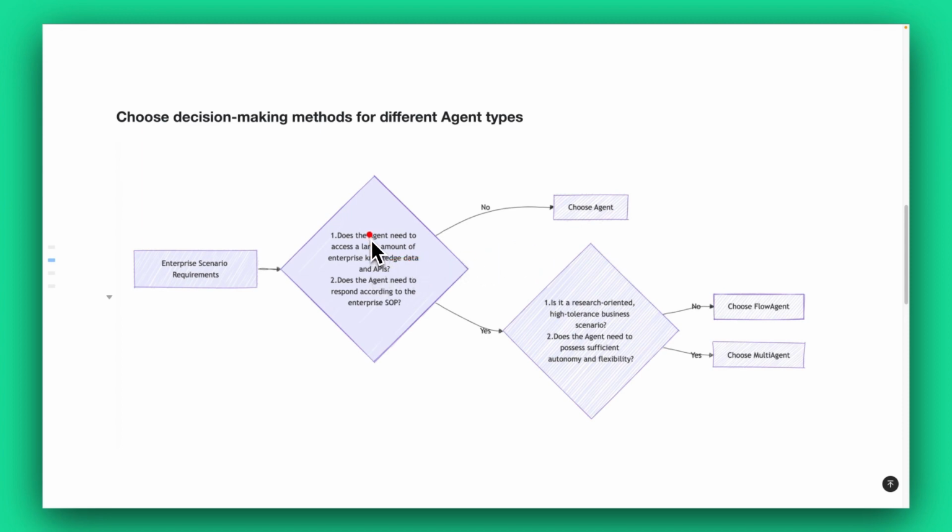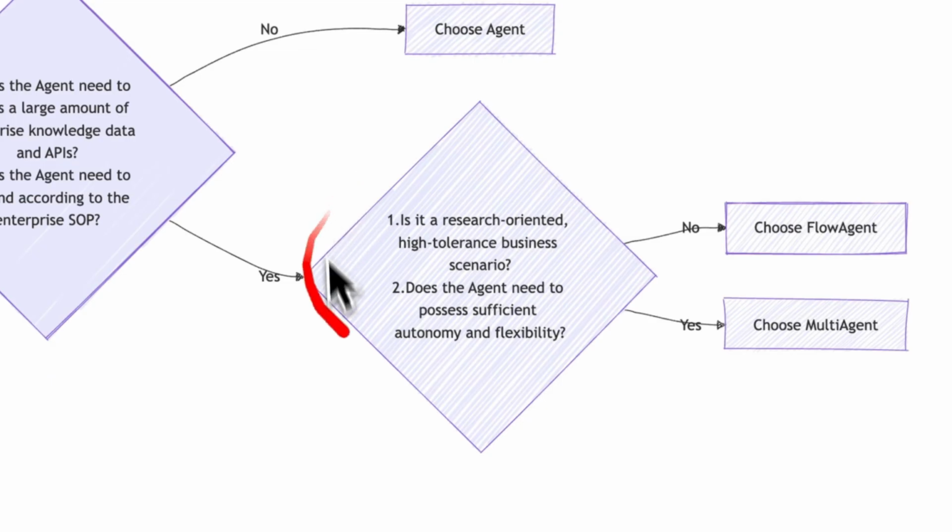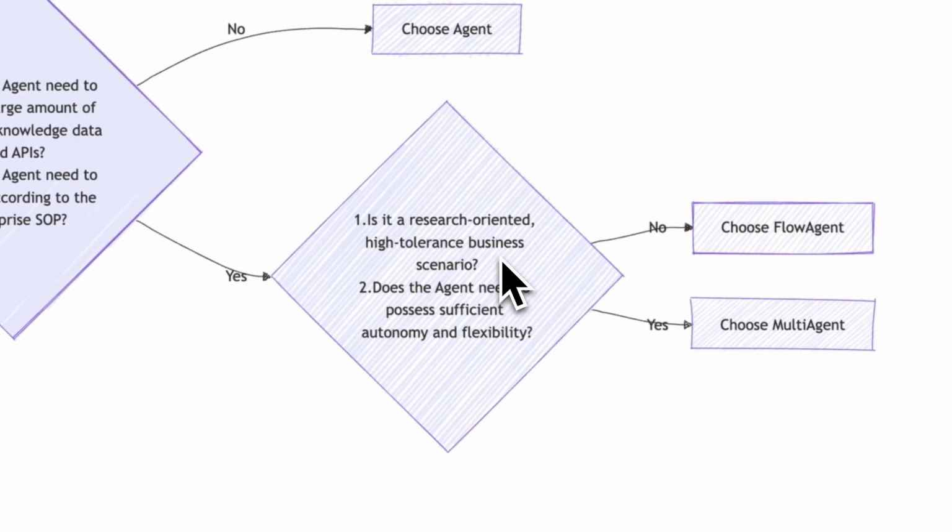Assuming all conditions are met, we move to the next decision point. Is this a research-oriented scenario? For example, tasks that require AI to generate industry research reports or draft proposal documents. Scenarios that involve in-depth analysis, information integration, and creative work fall under the category of research-oriented scenarios.